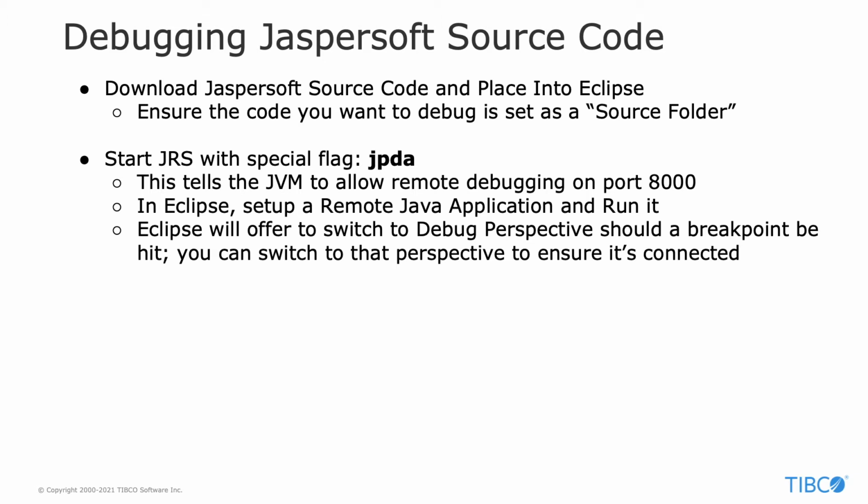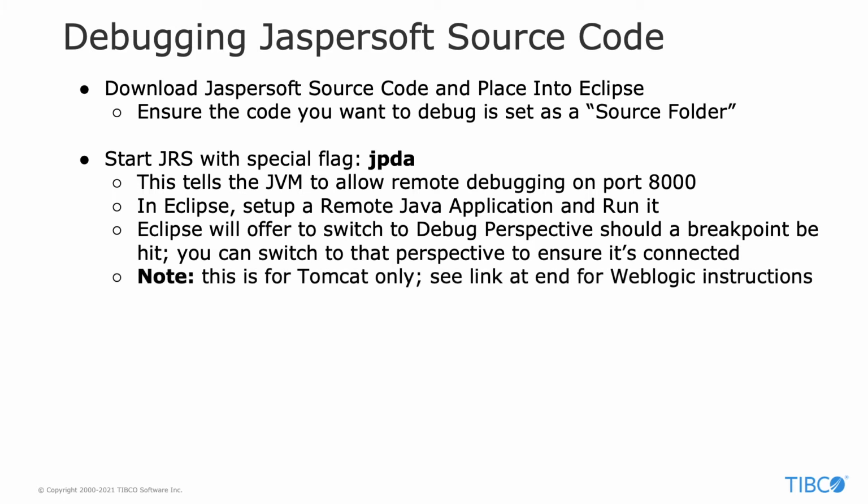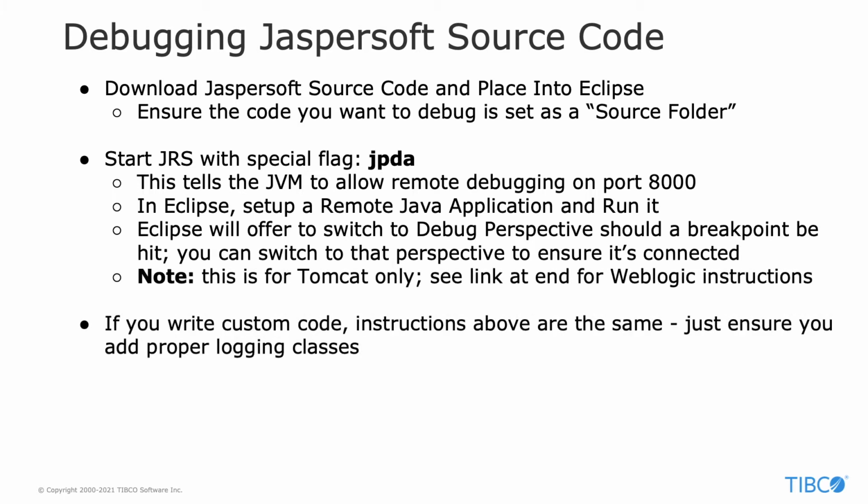But what this does is it tells the JVM to allow remote debugging on port 8000 by default. That is configurable, but setting it to 8000 usually isn't an issue. And then in Eclipse, you'll set up a remote Java application and run it. Once you hit a breakpoint, you will be prompted to switch to your debug perspective, and that's when you get to step through the code, and that's where the fun begins.